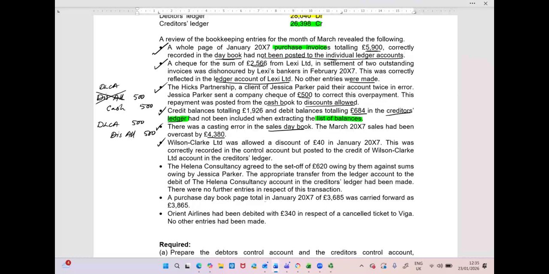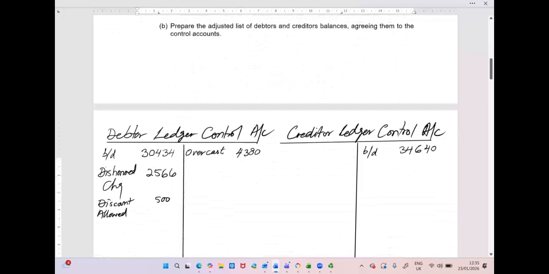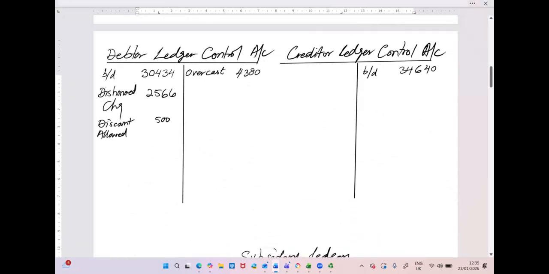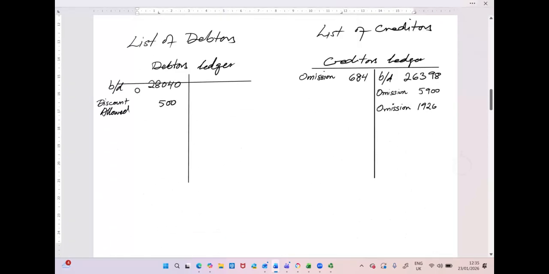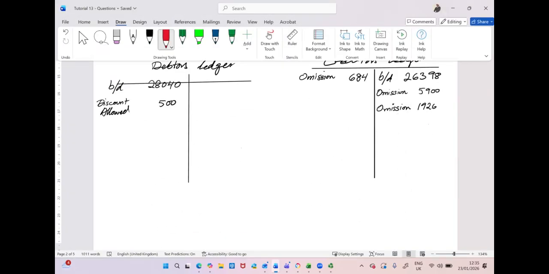Next is Wilson Clark Limited was allowed a discount of £40 in January 2007. This was correctly recorded in the control account. That means the debtor ledger control accounts are okay, but posted to the credit of Wilson's account in the creditor ledger. Okay, so the mistake is my junior accountant has recorded the 40 on this side.